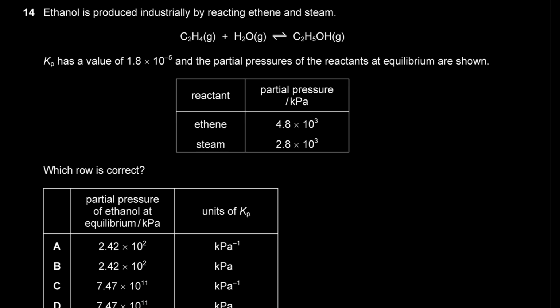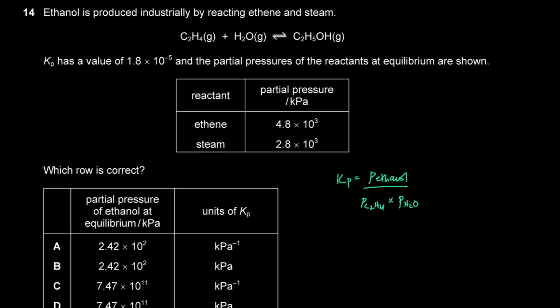So the Kp for this reaction is going to be the partial pressure of ethanol, divided by the partial pressure of ethene times the partial pressure of H2O. Right over here, we're going to have the partial pressure of the products to the power of their coefficients. So the coefficient for ethanol is just 1. And then we're going to divide it by the partial pressures of the reactants, each raised to their stoichiometric coefficient, which is 1 in this case as well for ethene and water.